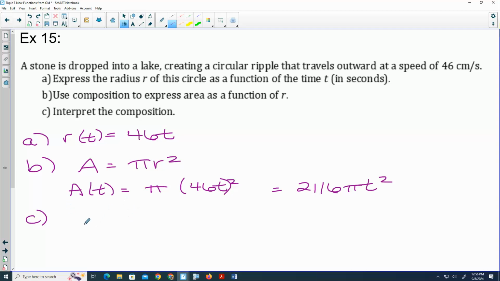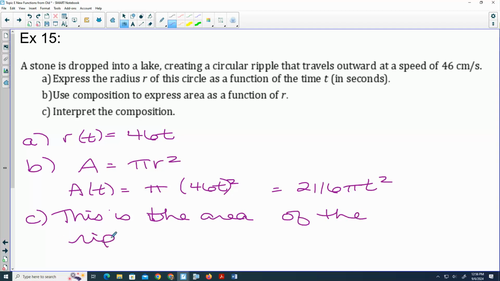So what would this formula give me? The area of the ripple at any given time. Do I have to say this formula, or can I just... All right. So now you should be ready to finish that handout.